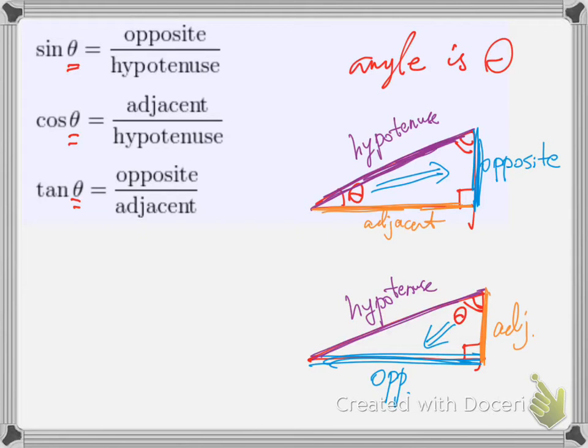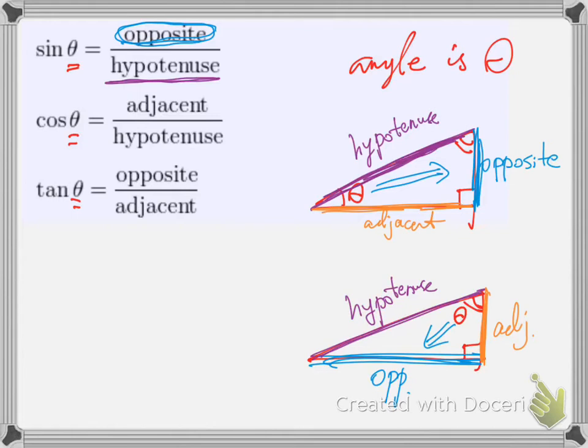Okay, so now the definition of sine. The definition of sine is opposite over hypotenuse. So let's use the color. It's blue. The blue side is opposite over hypotenuse. So that's the purple, right? Blue over purple. So cosine is the orange over purple.